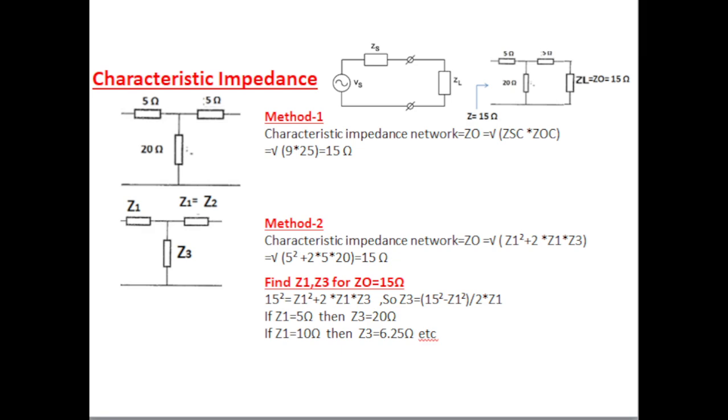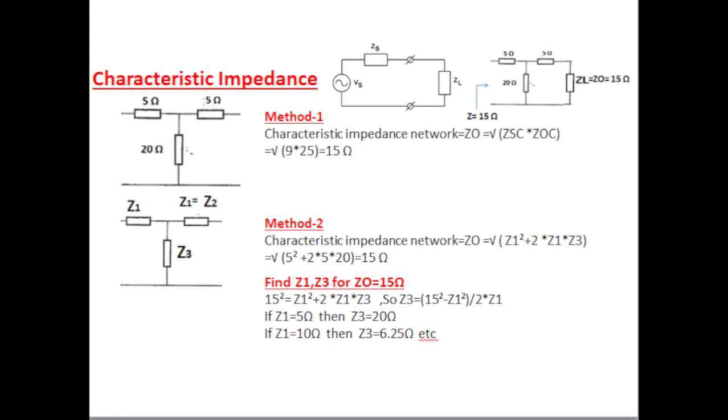Method 2. Characteristic impedance of the network Z0 is equal to square root of Z1 squared plus 2 into Z1 into Z3. Here Z1 and Z2 are the same value, so square root of Z1 squared plus 2 into Z1 Z3 is considered. Here 5 ohms, 5 ohms and 20 ohms are the components of the T network. Characteristic impedance is equal to square root of 5 squared plus 2 into 5 into 20, that is equal to 15 ohms.